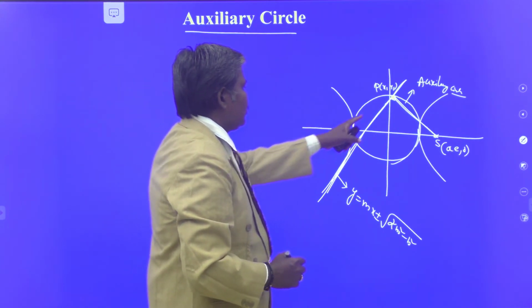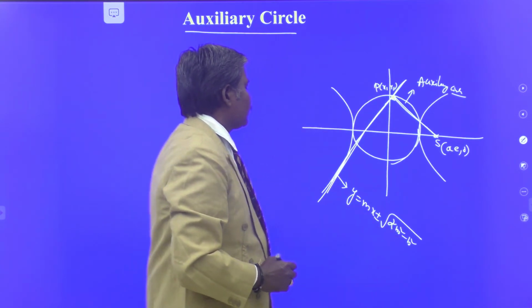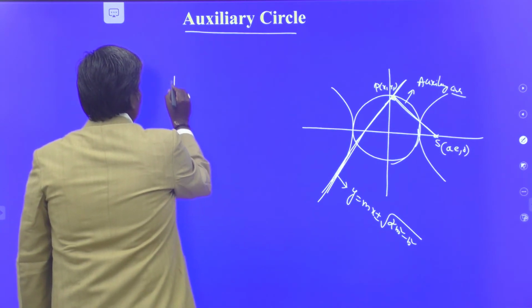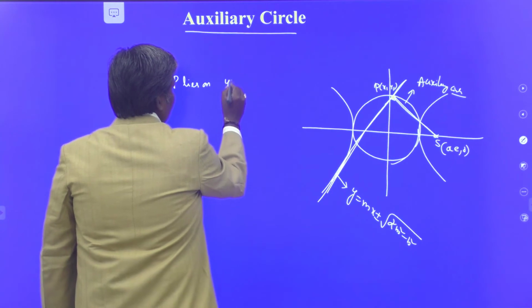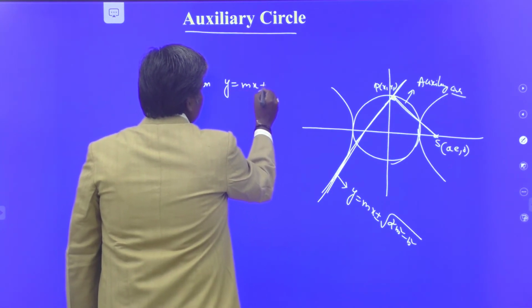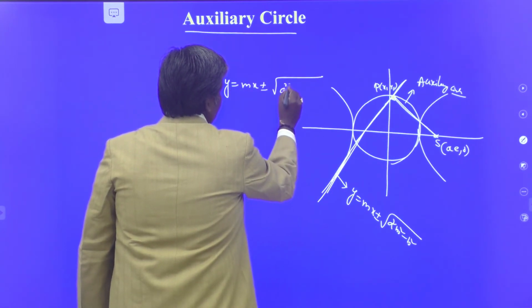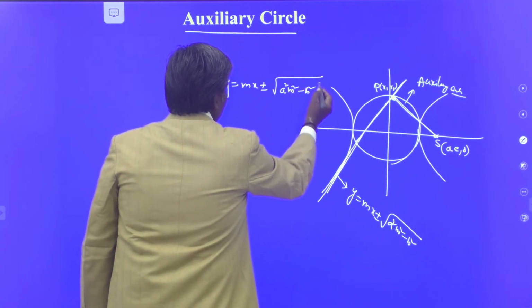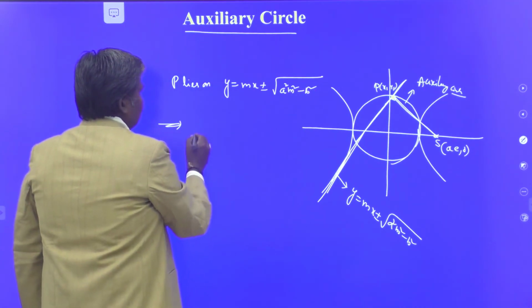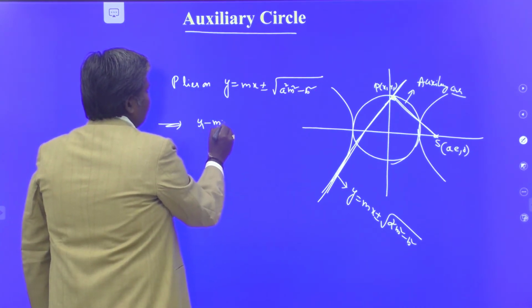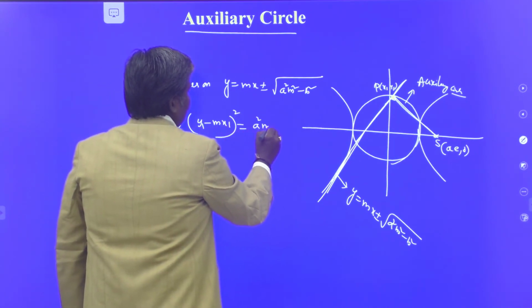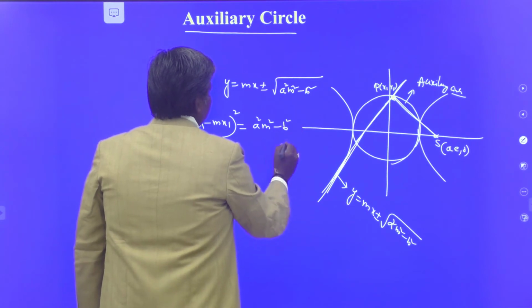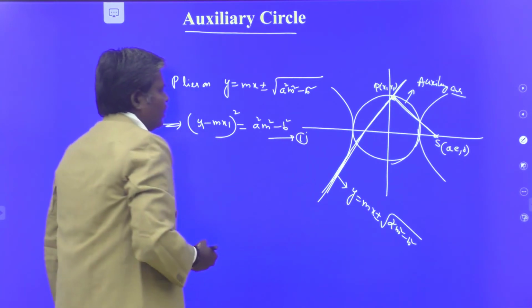Now, the first condition is that the point P lies on your tangent y is equal to mx plus or minus root of a square m square minus b square. This implies the condition: (y1 minus mx1) whole square is equal to a square m square minus b square. This is equation number 1.